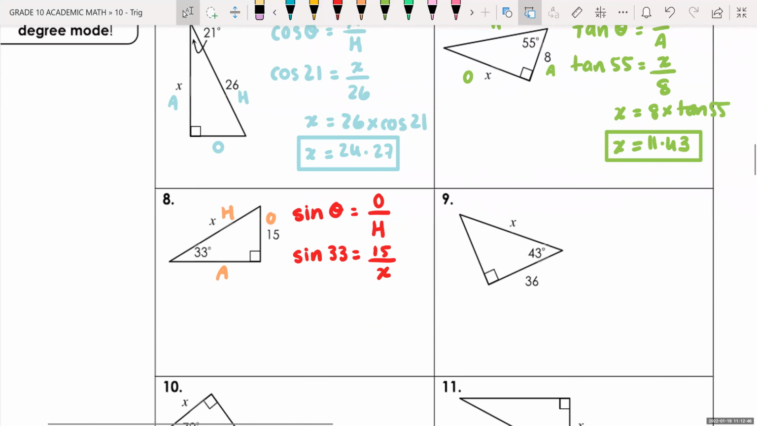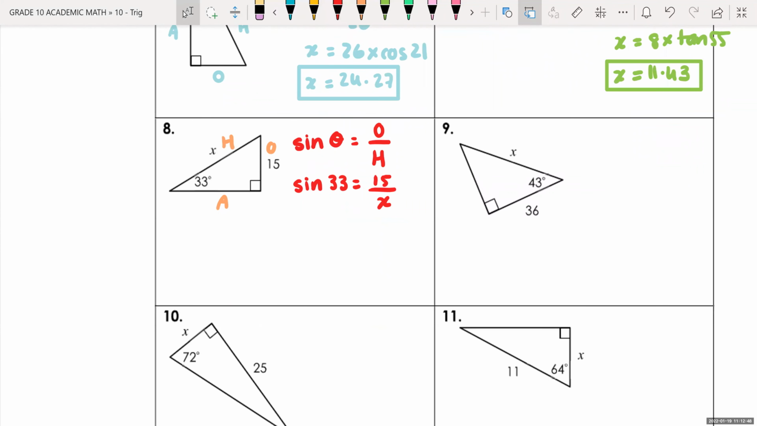Because the x is at the bottom. Good. And when the x is at the bottom, it's a little bit more complicated. We actually have to do 2 steps to get the x by itself. The first step is I'm going to multiply the x to the other side just like I did before. So it's going to become x times sine 33 is equal to 15.